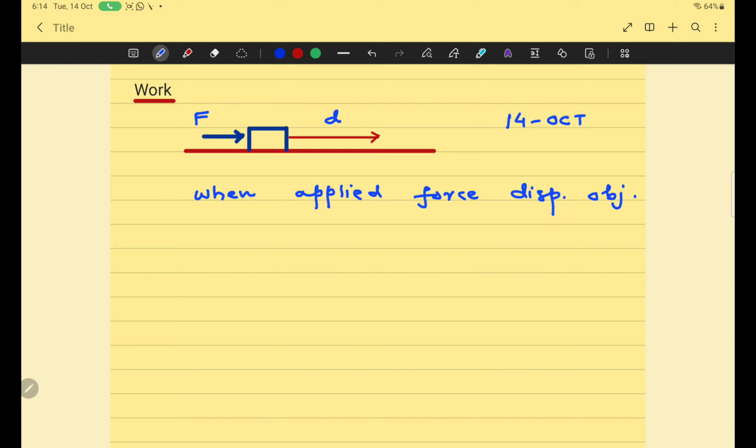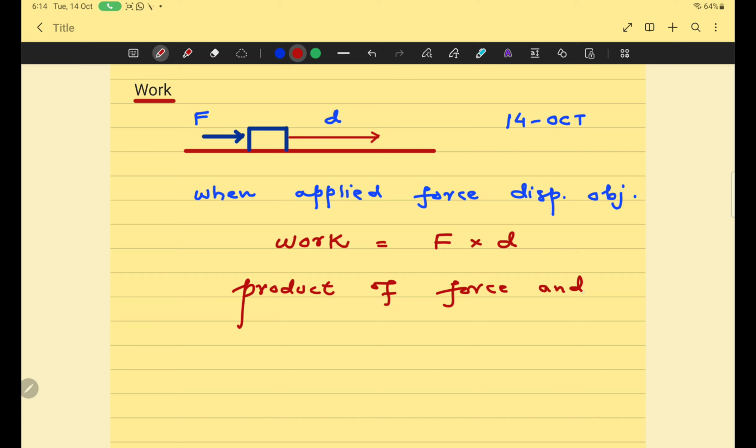You should write mathematical definition. And what is the mathematical definition? Mathematical definition is work is the product of force and displacement.